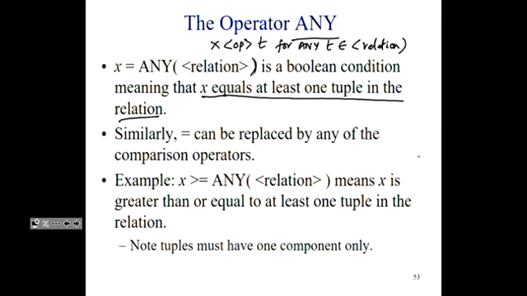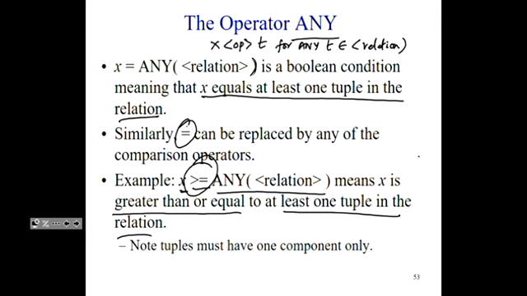And similarly, equals can be replaced by any other comparison operator. If X is greater than or equal to any in this relation, it means that X is greater than or equal to at least one tuple in the relation. And for greater than or equal to to make sense, these tuples must have a single component. It can't have multiple attributes, because otherwise it wouldn't make any sense to do this comparison operator.